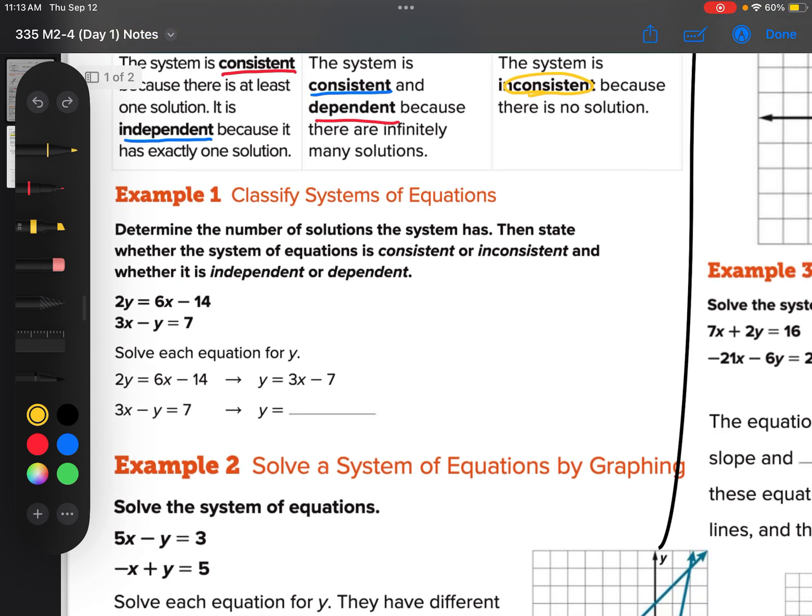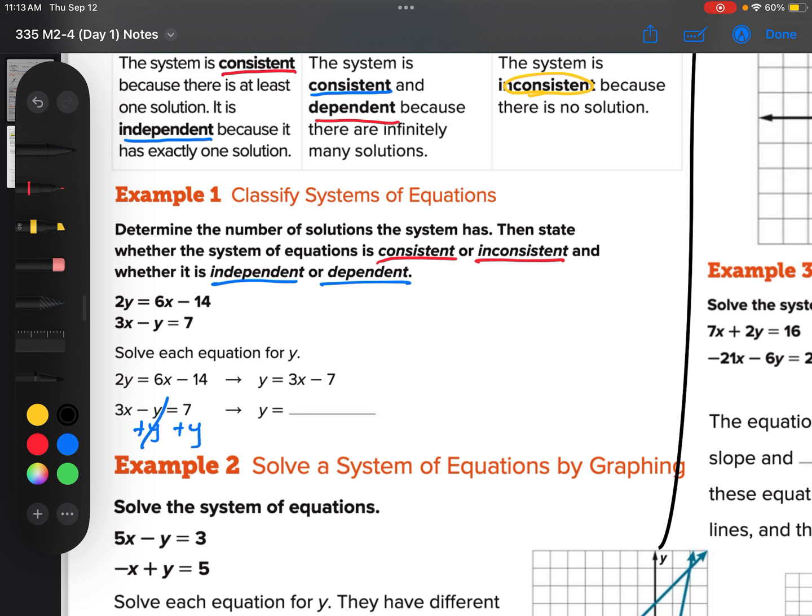Okay? So example 1. We want to classify systems of equations. We want to determine the number of solutions that the system has. Then state whether the system of equations is consistent or inconsistent, or whether it's independent or dependent. So we're going to solve each equation for y. Luckily, they already did the first one for us. And the second one here, all we have to do is add y over to the other side.